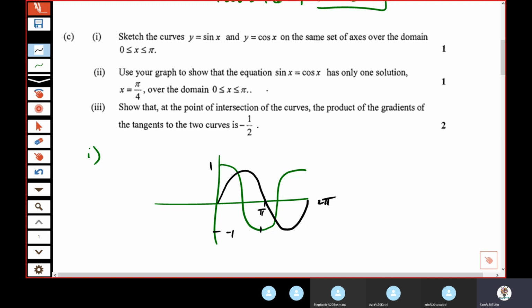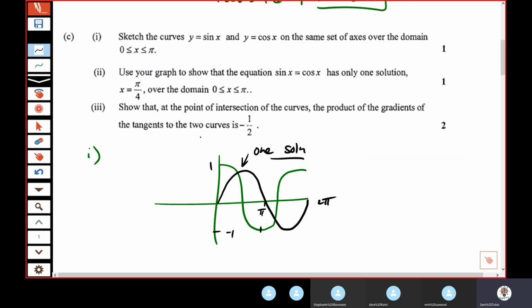Use your graph to show the equation sine x equals cos x has only one solution in this domain. I think one solution. Yeah, that was easy. And part three: show that at the point of intersection of the curves, the product of the gradients of the tangents to the two curves is negative half. Okay, go. What are you going to do?